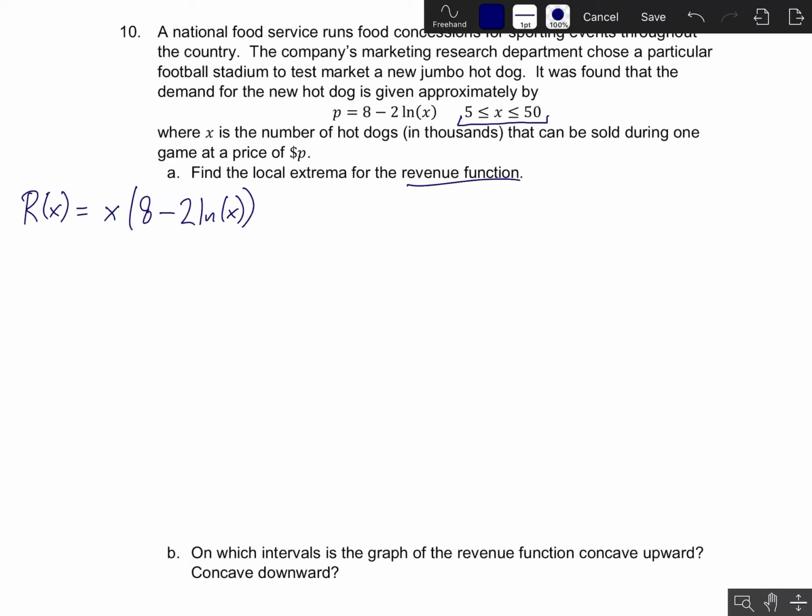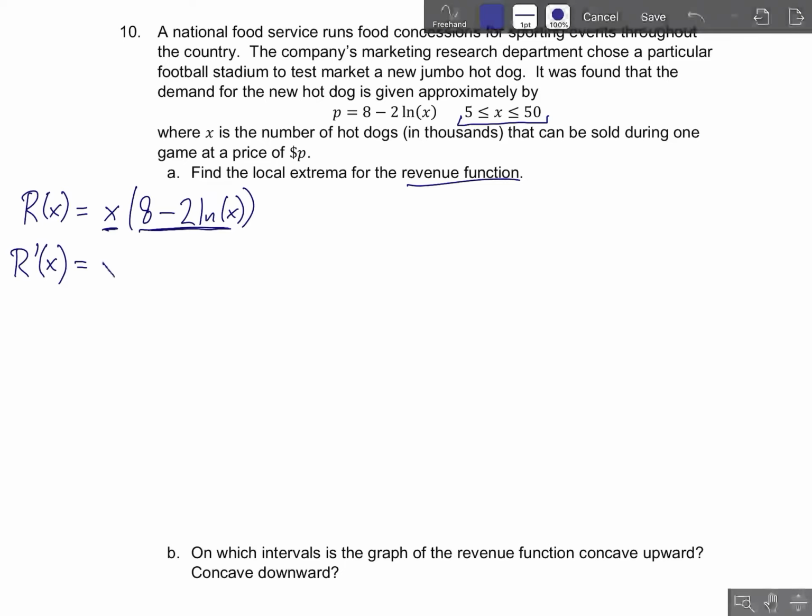And if we wanted to compute the local extrema for this, then what we would need to do is compute r prime and r double prime. So you could distribute the x here in r and then take a derivative, but just to practice using some of our rules, let's use the product rule here. So I'm going to think of r as being a product between these two things, and we'll use the product rule to compute this derivative.